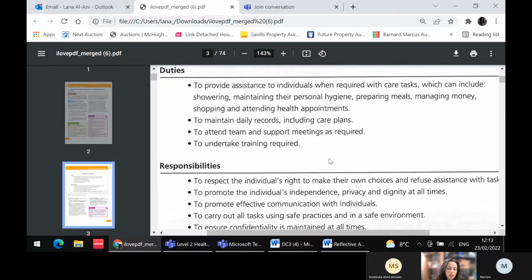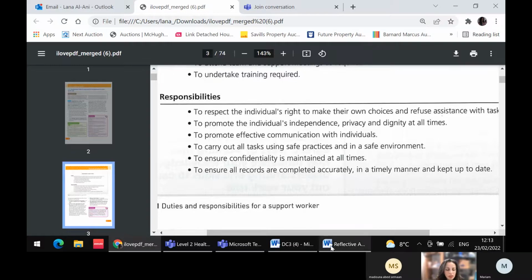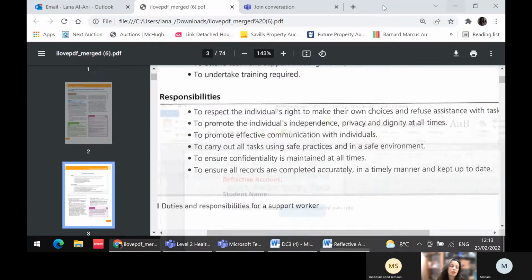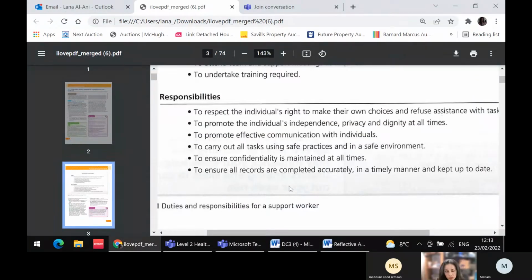That's my duties, my responsibilities, because it says duties and responsibilities, so you need both. And as a care worker, my responsibility is to respect the individual's right to make their own choices about their own care, and also I respect their independence, their privacy, their dignity at all times. I also make sure that I always communicate very well with the individual.